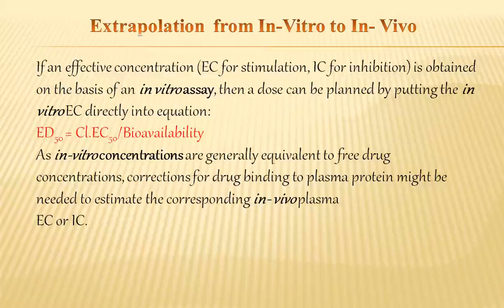The effective dose 50% is equal to clearance times effective concentration 50% divided by bioavailability. As in vitro concentrations are generally equivalent to free drug concentration, correction for drug binding to plasma protein might be needed to estimate the corresponding in vivo plasma effective concentration or inhibitory concentration.